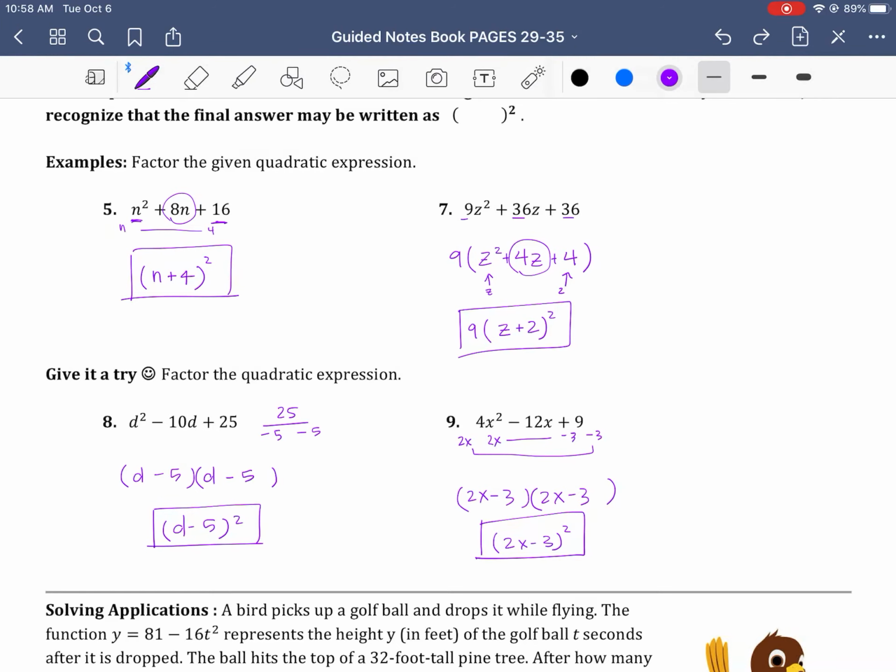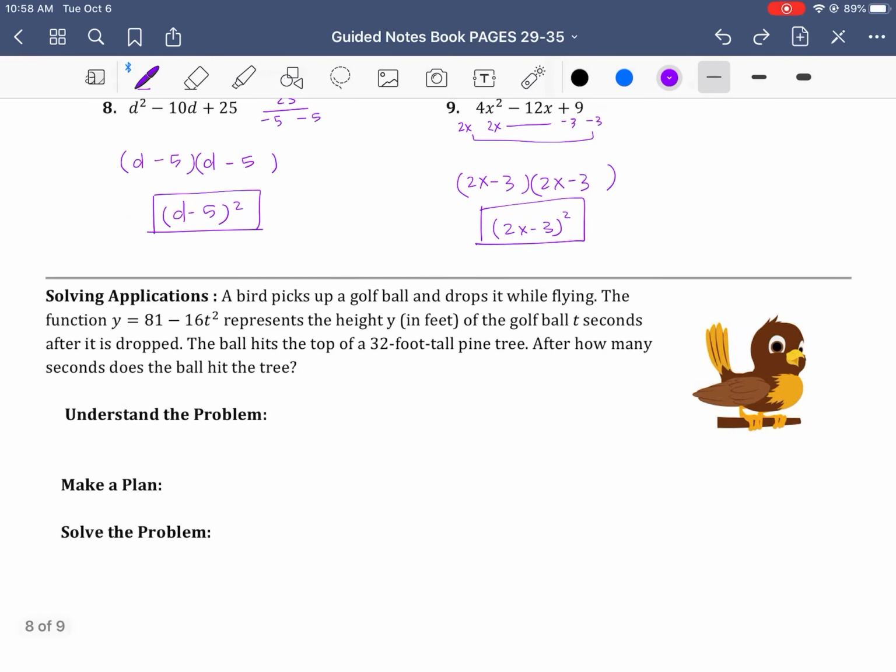All right, really quickly, you've got an application problem here. This one just relates to one of these special case functions. So this is talking about a bird picking up a golf ball. It flies up in the air and then it drops it while flying. And this function, y is equal to 81 minus 16t squared, represents the height y in feet of the golf ball t seconds after the bird drops it. And then the ball hits the top of a 32-foot pine tree. How many seconds does the ball hit the tree? Sorry, I read that wrong.